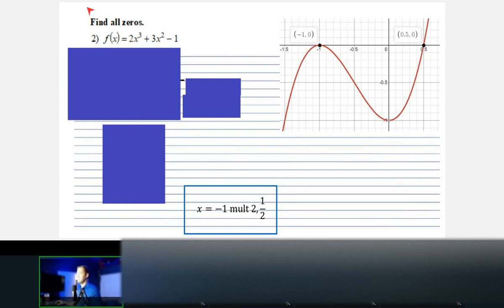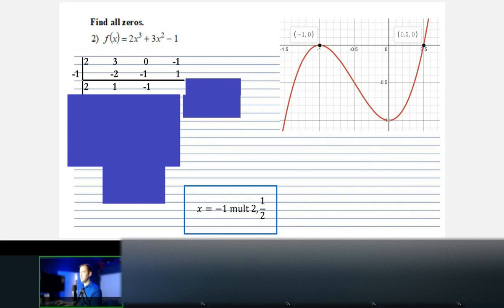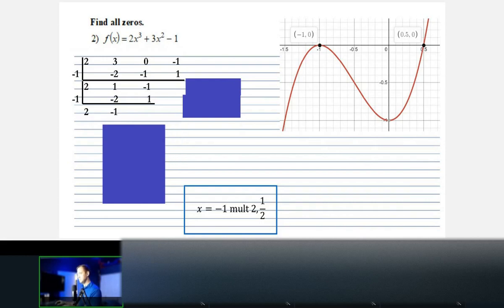So it looks like we get negative 1. Now, this is kind of important to show because, so we do synthetic division with negative 1, right? And that's what we get. But because it's a multiplicity of 2, we do synthetic division with negative 1 two times. Negative 1 is a solution 2 times, so we can reduce it by negative 1 twice.